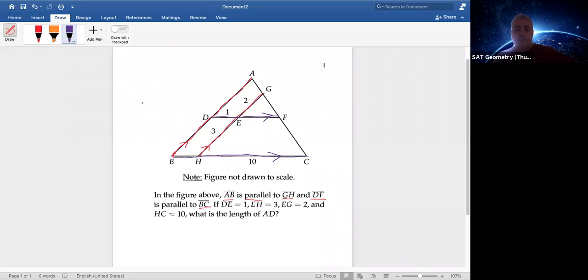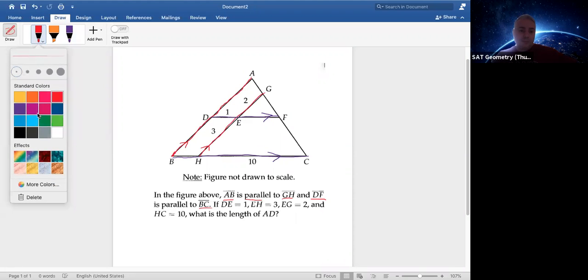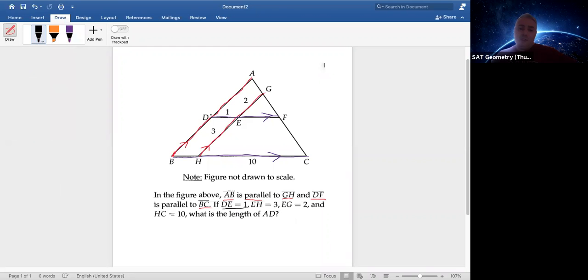Okay, and then I'm still reading. It says that DE is 1 unit. So DE is 1 unit. It's here. And EH is 3 units. So it is here. Okay. And then EG is 2. So it is here. Good. And then HC is 10. So this part is 10. Okay. What is the length of AD? So let me call length of AD is X.